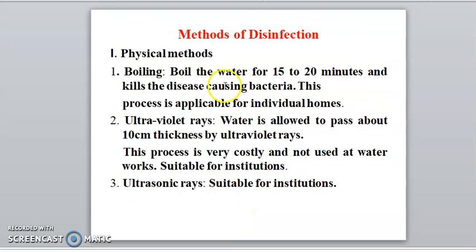Methods of disinfection. Physical method: boiling. Boil the water for 15 to 20 minutes to kill the disease-causing bacteria. This process is applicable for individual homes. Very important. Ultraviolet ray: water is allowed to pass through a 10 cm thickness under ultraviolet ray. This process is very costly, so it is not suitable for institutions. Water works, okay. Ultrasonic ray, suitable for institutions also.